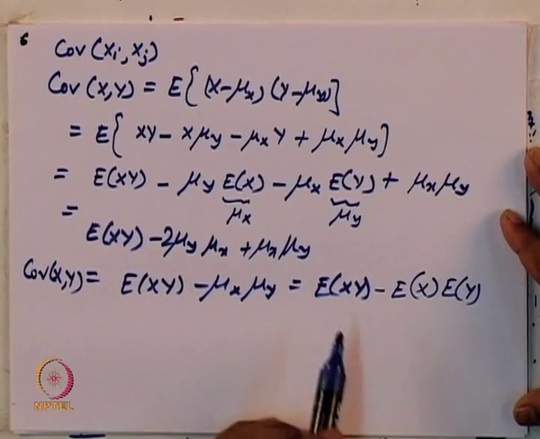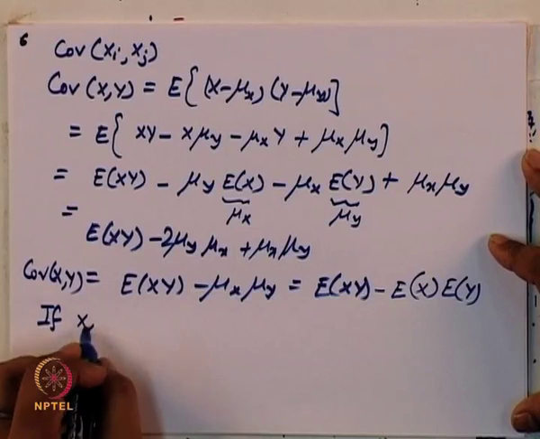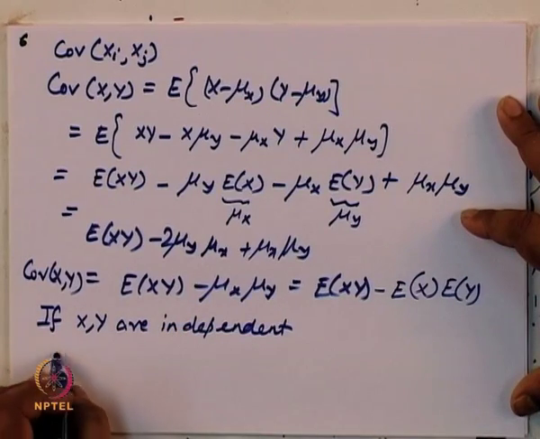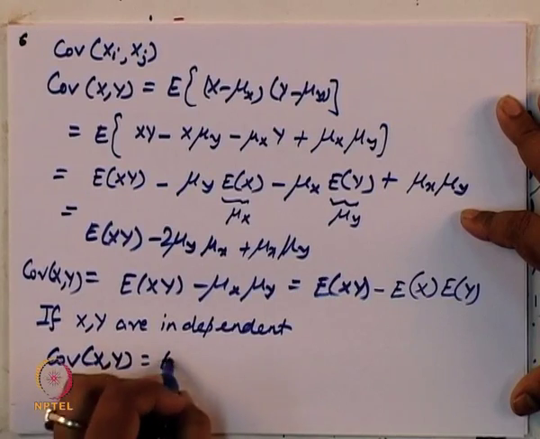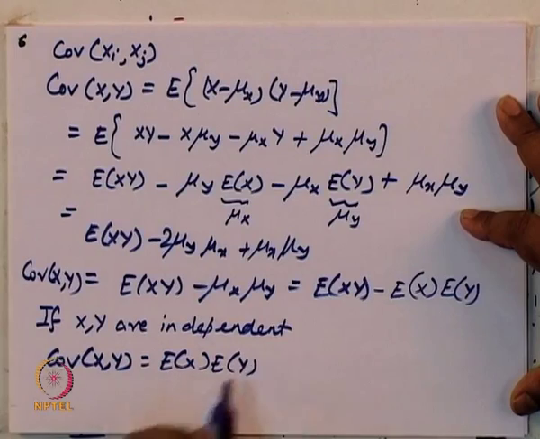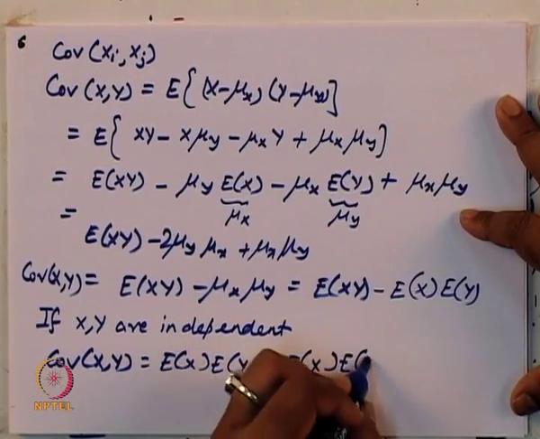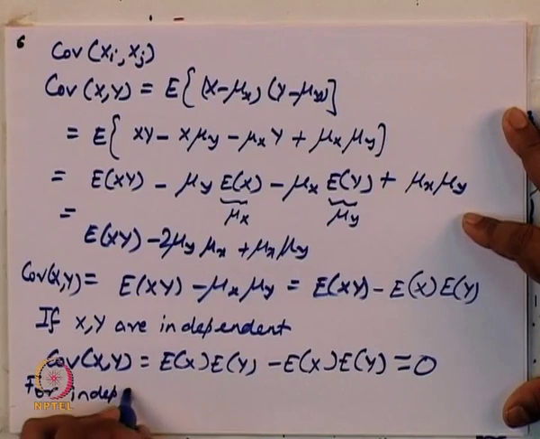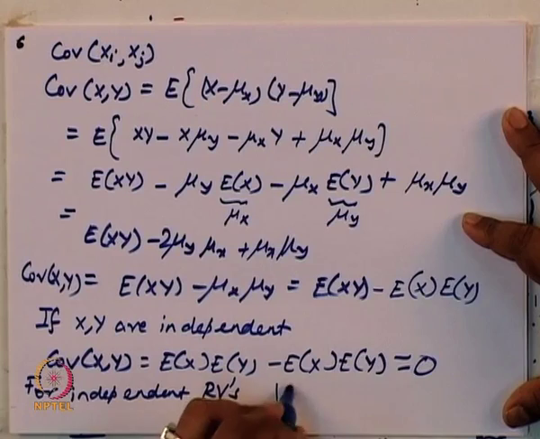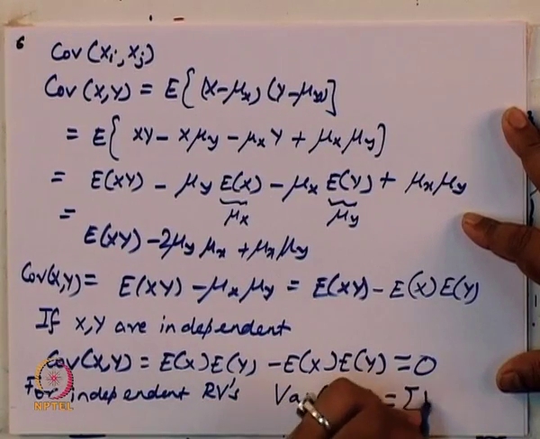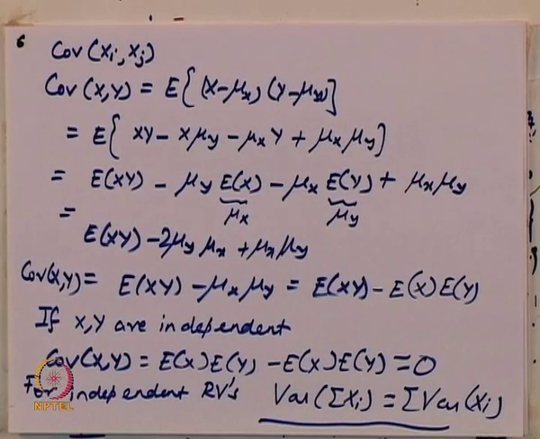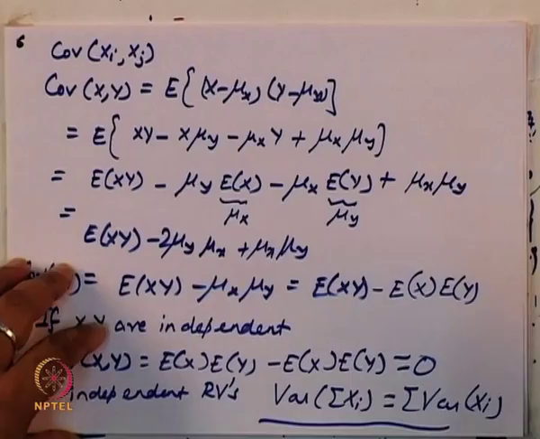Now what you see is, if X and Y are independent, then covariance of X comma Y is E of XY minus EX into EY. I can expand E of XY as EX into EY, minus EX into EY. This gives me a value of 0. So for independent variables only, I can write this equation. It is applicable when your random variables are independent of each other. In general this equation is not valid, but when the random variables are independent, then you can write it.